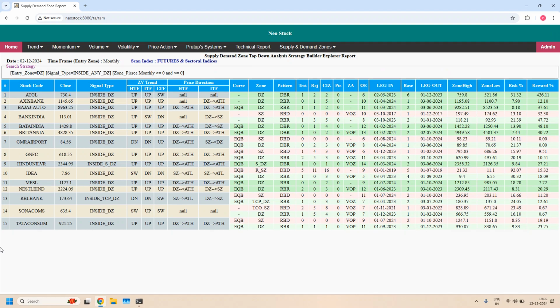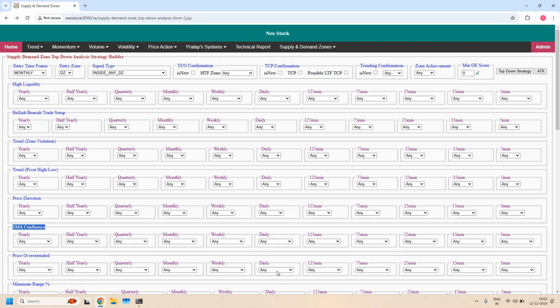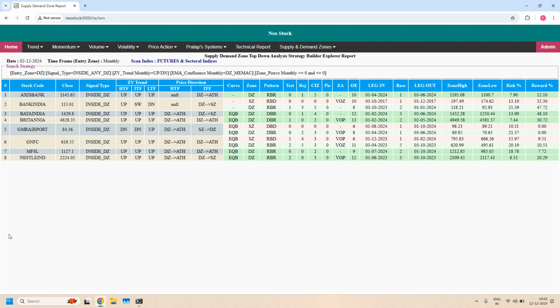We can further filter these stocks based on monthly EMA Confluence. Let's filter those stocks. In the EMA Confluence, monthly time frame, monthly demand zone having monthly EMA Confluence. And in the EMA Confluence, the trend should not be sideways. So in the trend, monthly time frame, I'm selecting up or down trend. Now let's filter the stocks. We got 8 stocks. These 8 stocks price currently closed in the monthly demand zone, and these monthly demand zones are having monthly EMA Confluence.